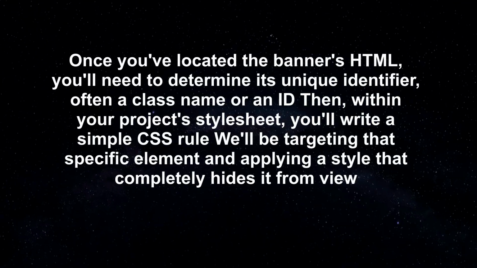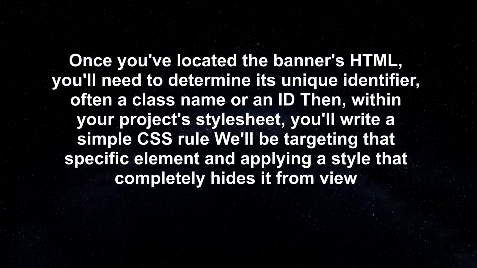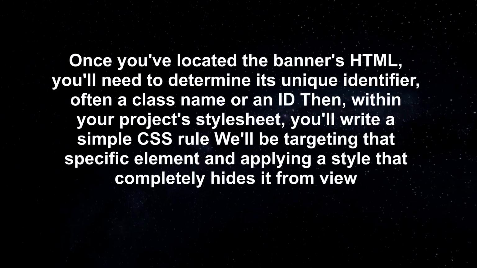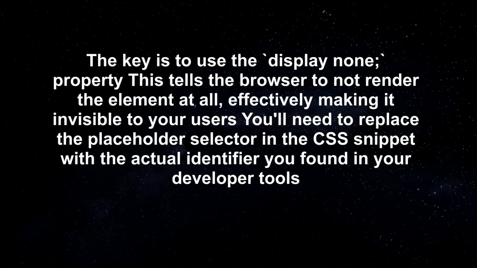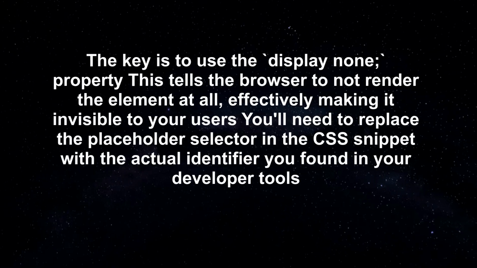Then, within your project's style sheet, you'll write a simple CSS rule. We'll be targeting that specific element and applying a style that completely hides it from view. The key is to use the display none property. This tells the browser to not render the element at all, effectively making it invisible to your users.